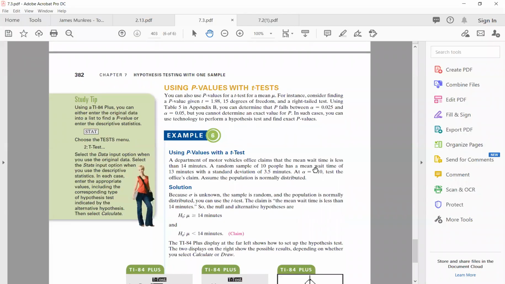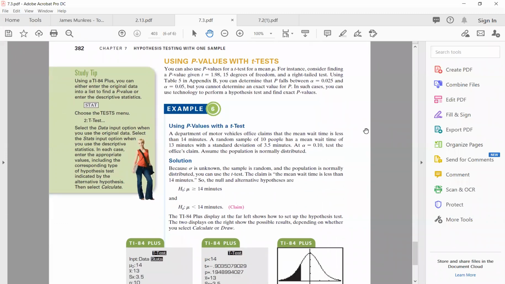Let us go over the last example in 7.3. So how do we use p-values? For example, suppose a Department of Motor Vehicles office claims that the mean wait time is less than 14 minutes. What's given? Your alternative hypothesis is given, because it doesn't have any equality. It says mu is less than 14 minutes. So you can form your null hypothesis. It says mu is greater than or equal to 14 minutes.